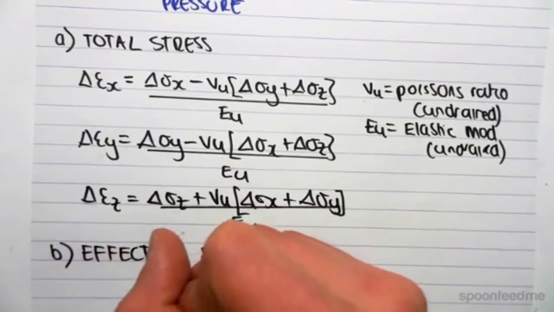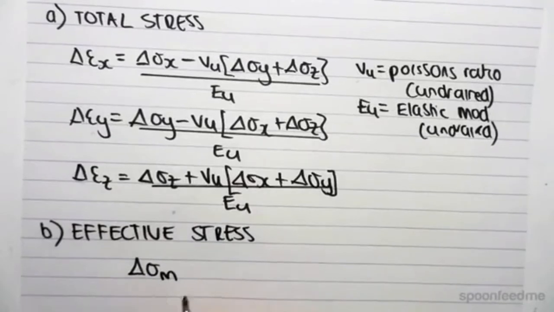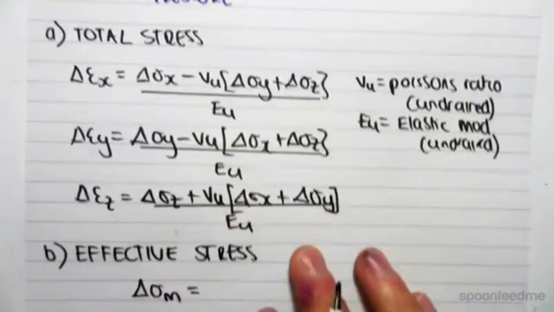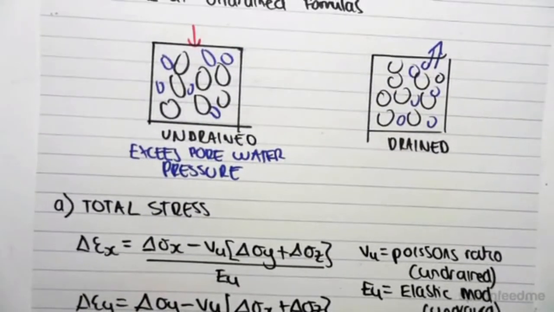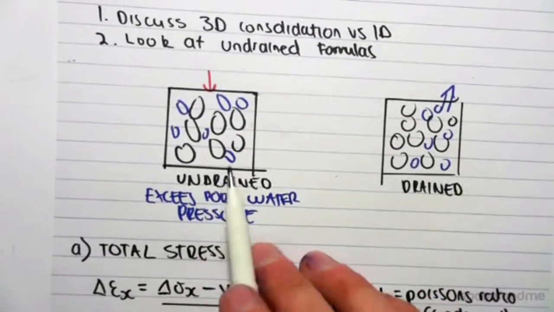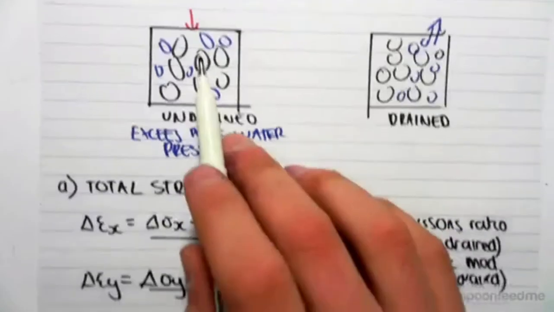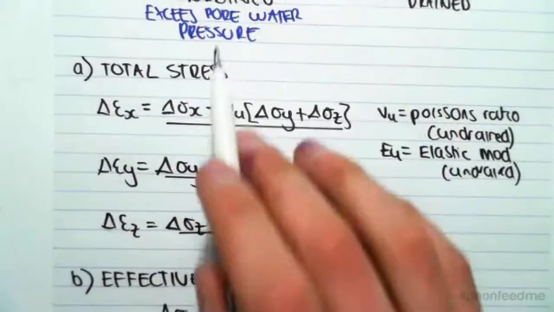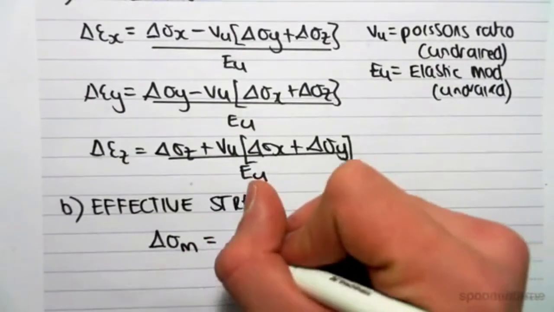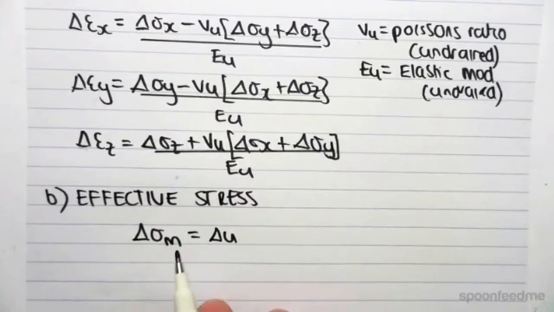So what we're going to do is call this change in sigma m, which is the mean change in stress. We discussed some videos ago that when we apply a load to an undrained sample, all the pressure is felt by the water and not the soil. So if we apply a stress, that is all felt by the pore water pressure. So the change in the mean stress will equal the change in the pore water stress.